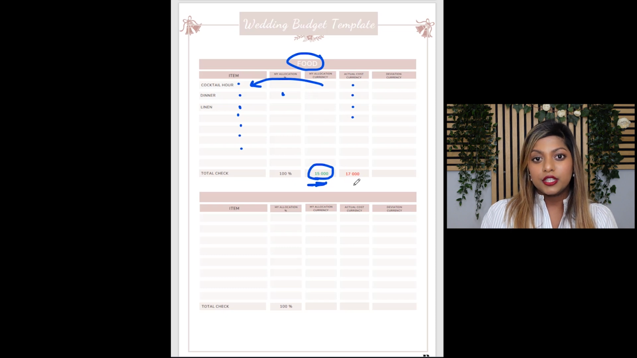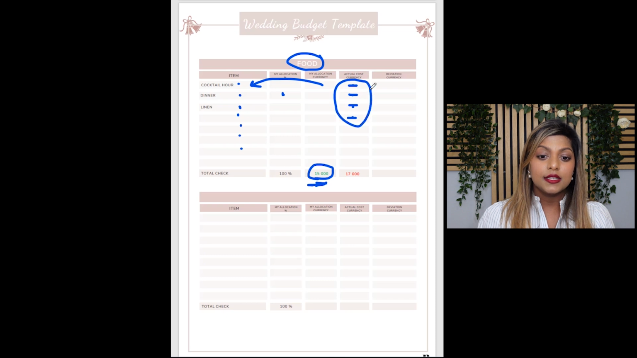Now, when you meet your vendor and they give you the actual cost of what it's going to be, and you decide, you know what, it's fine, I want to go with you, and this is what we're willing to accept, then you're going to go into the actual cost column and put down what it's actually going to cost you for all of these items. Once you have all of your actual costs, this will probably equal your total quote value. For example, in this example, I actually agreed to pay 17,000 instead of 15,000 for food.